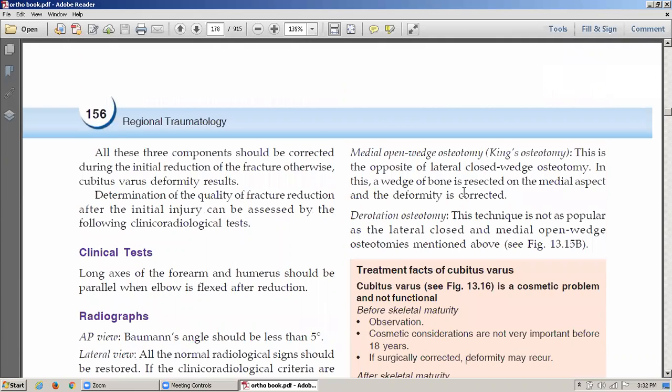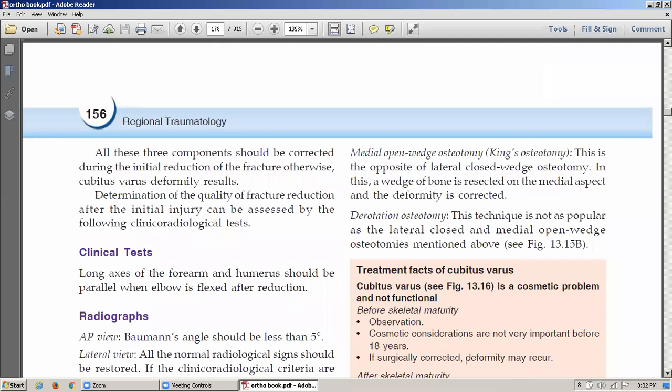So then next is a medial open wedge osteotomy, that is King's osteotomy. This is the opposite of lateral closed wedge osteotomy. In this, a wedge of bone is resected on the medial aspect and the deformity is corrected. Then derotation osteotomy. This technique is not as popular as the lateral closed and the medial open wedge osteotomies.